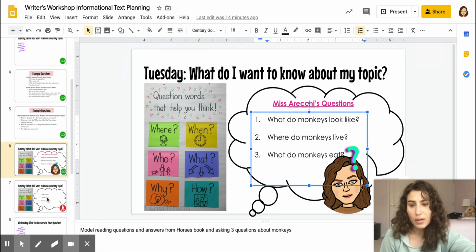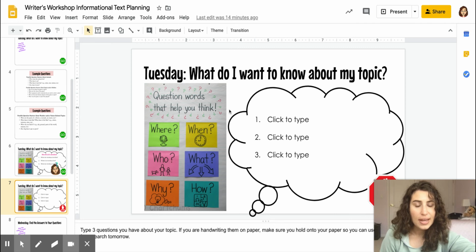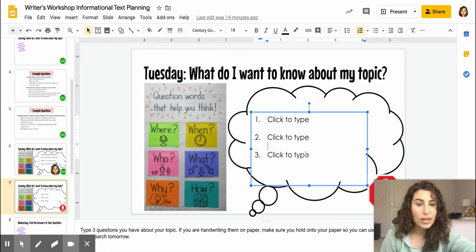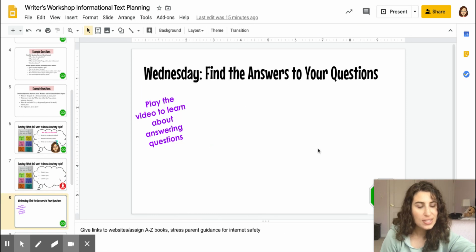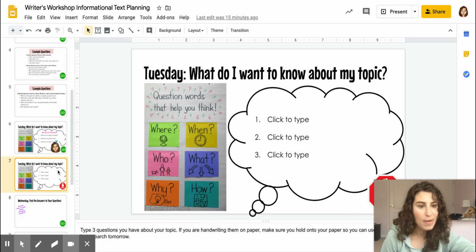So today what you're going to do, your slide looks similar to mine. You have question words on the side to help you, and then in your thought bubble, you have a spot to write 3 questions. I want you to come up with 2 questions about your topic, and then ask a family member a question they have about your topic. That way you get some other ideas. I can't wait to see what you come up with. So after you get to this slide, remember, we're going to stop after Tuesday.